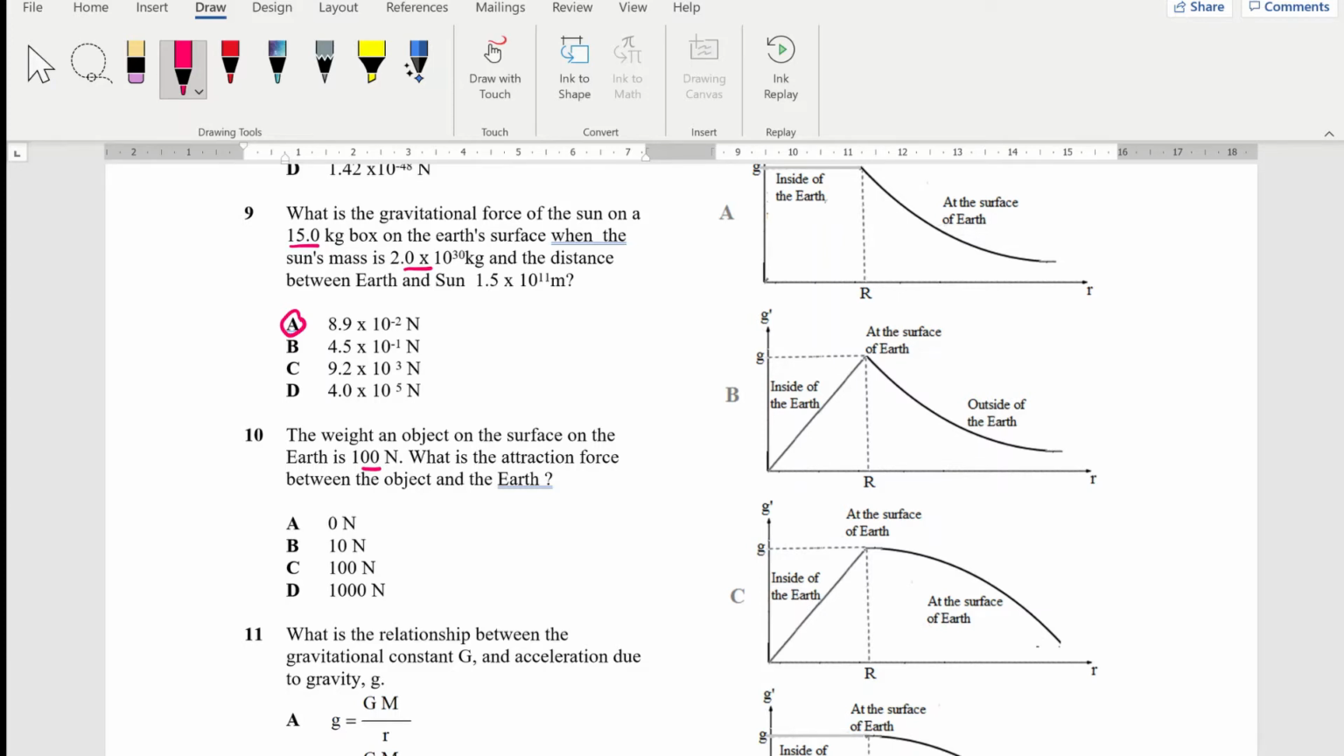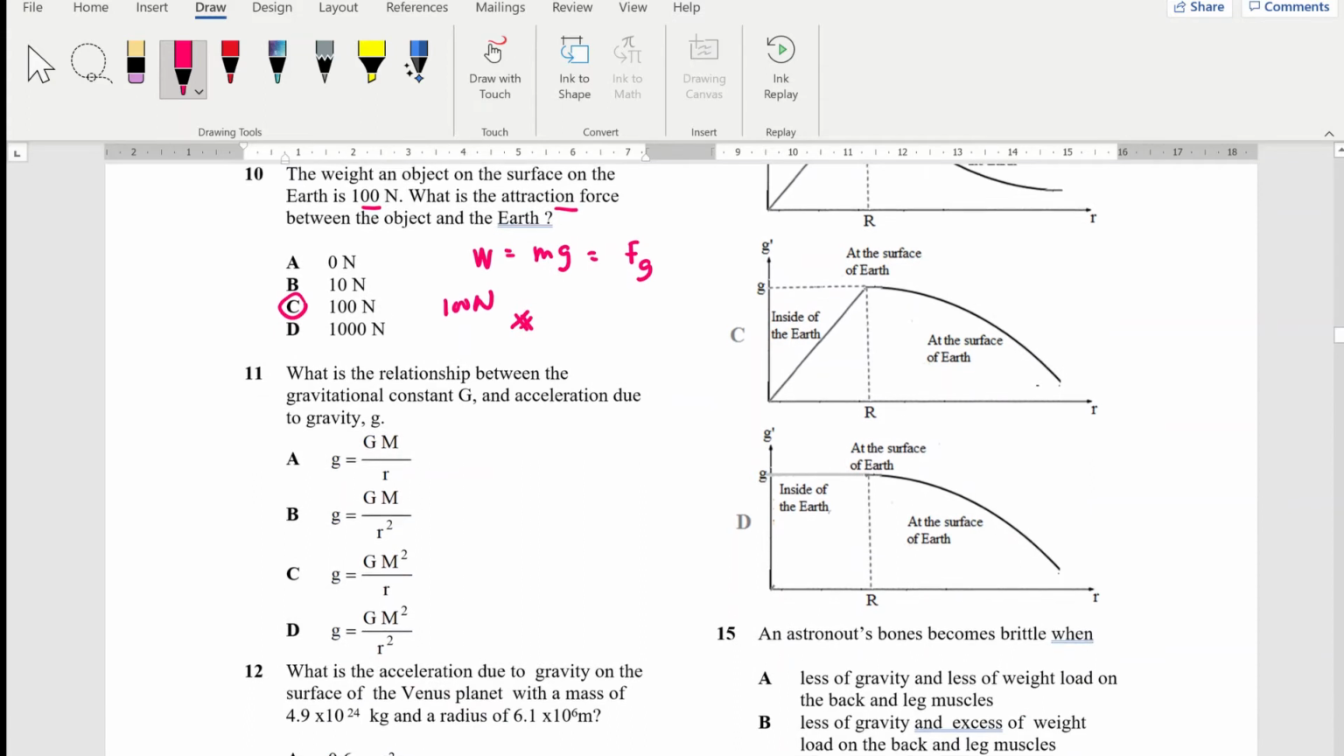Okay. So here we already know weight equals to mass times gravity. So actually weight is the force due to gravity, which is the same as gravitational force. So the attraction force is the same, 100 Newton also. It is the same as its weight because both are force due to gravity. So the answer is C.